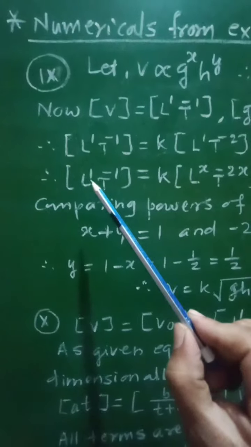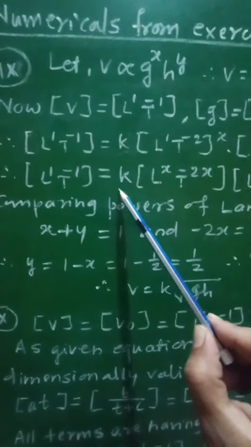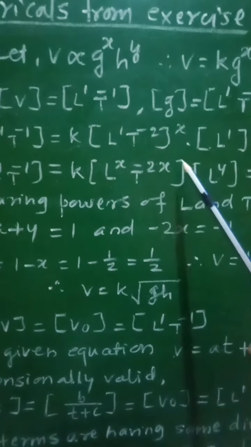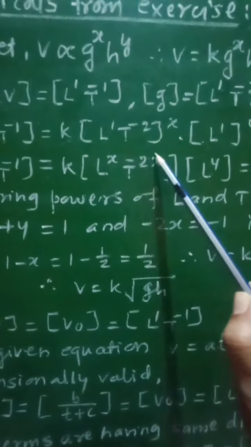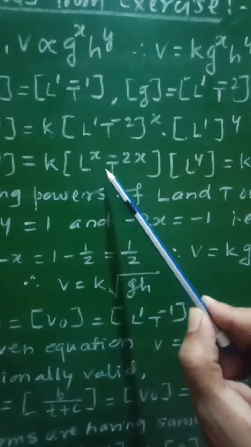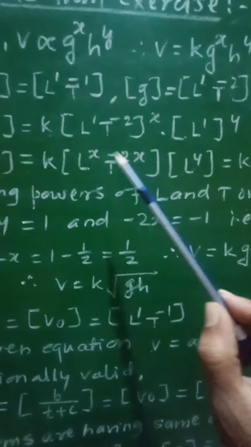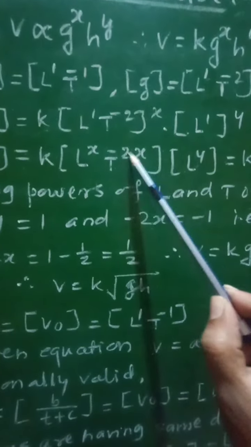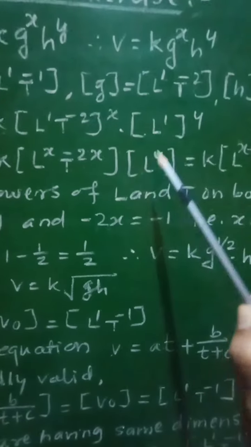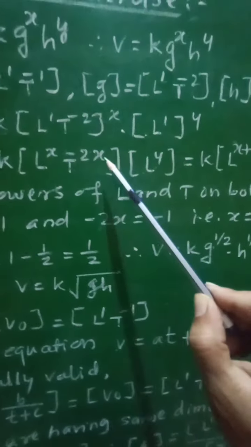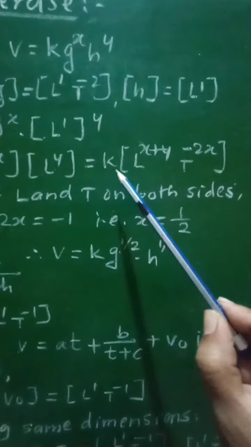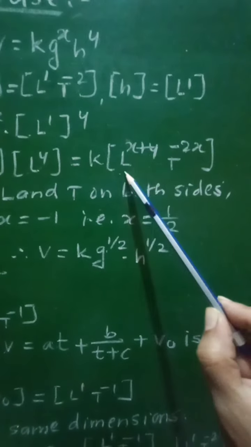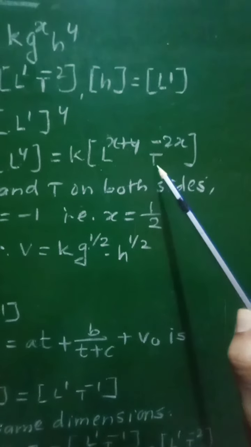Therefore we can write L raised to 1, T raised to minus 1 equal to k into L raised to x, T raised to minus 2x, into L raised to y. Combining these indices we will get k into L raised to x plus y, that is x plus y in length, and minus 2x in time.